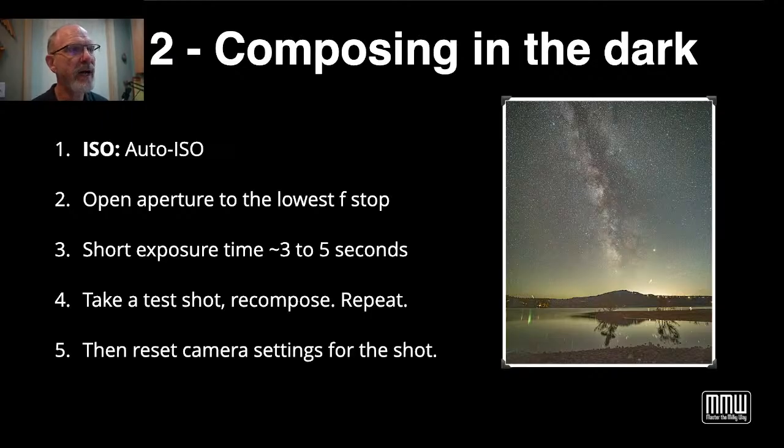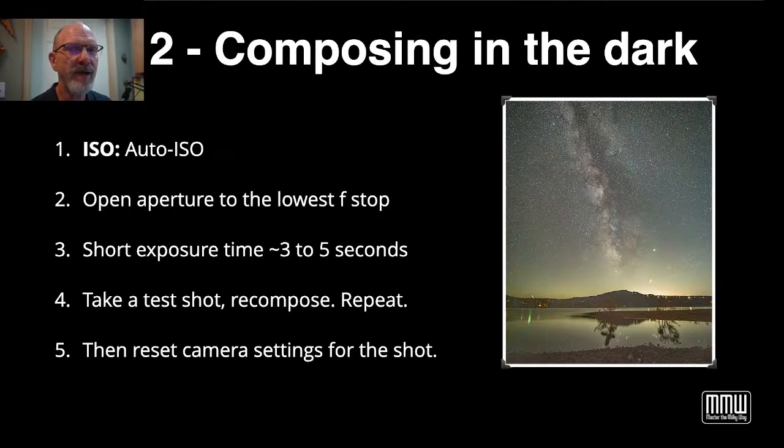Again, use auto ISO and then take a real short exposure time, 3 to 5 seconds. You figure out what it needs. Take a test shot, recompose and repeat. And then, of course, reset the camera. Reset your auto ISO after you've done this, once you've got everything composed and in focus for your scene.